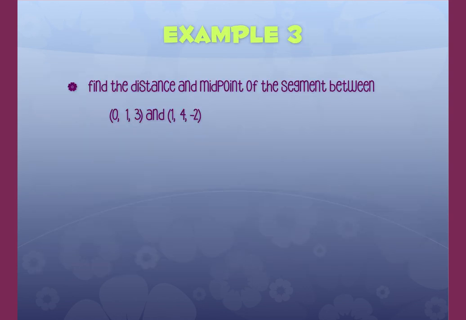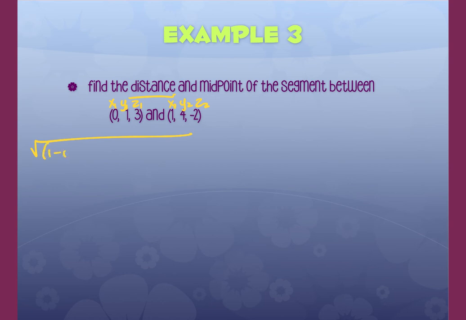All right, so this one just says find the distance and the midpoint of the segment between (0, 1, 3) and (1, 4, -2). So the distance would be the square root of, and it doesn't matter which ones I make the 1s and which ones I make the 2s, as long as you're consistent between the points.